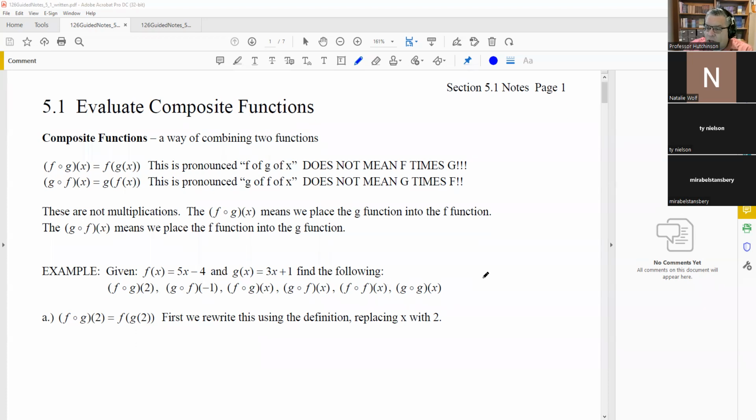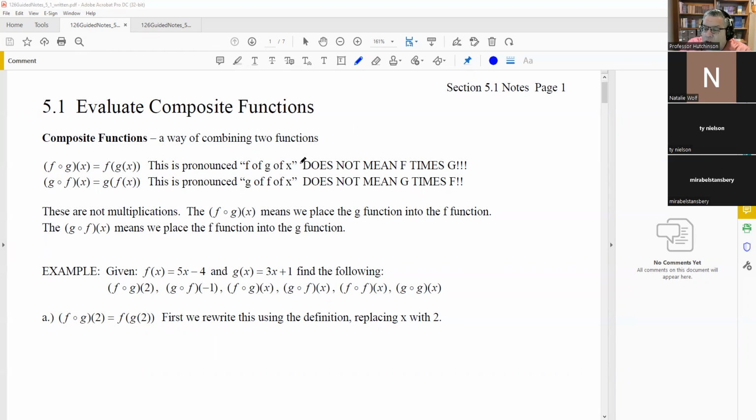The lesson will be on evaluating composite functions. By the way, this is the last section of new material that you need to complete for the homework this week. We are going to start 5.2, but that's not going to be due until the following Sunday. So 5.1 is the only one that's going to be due this coming Sunday, along with the other sections we did this week, of course.